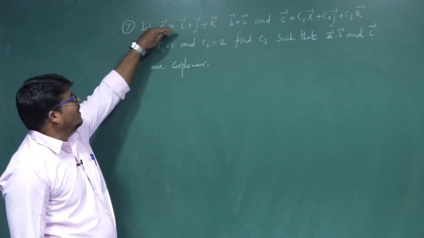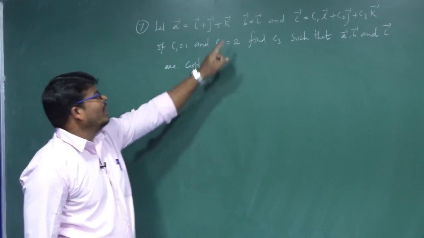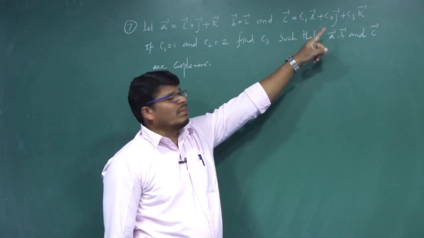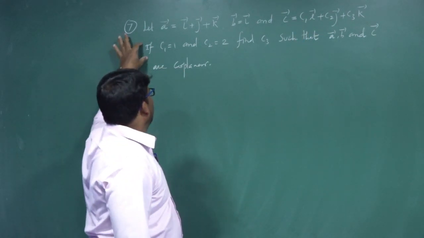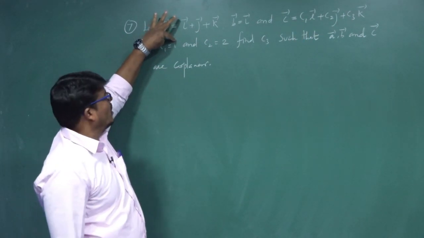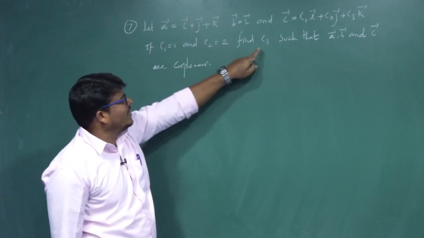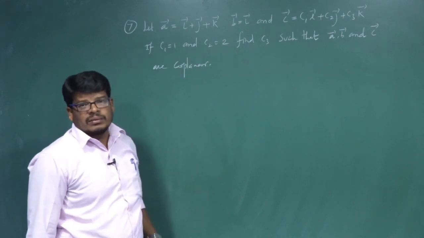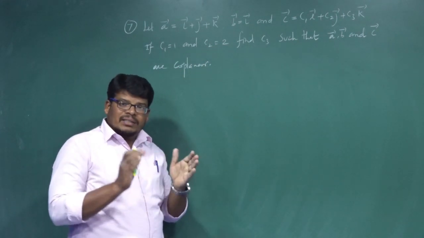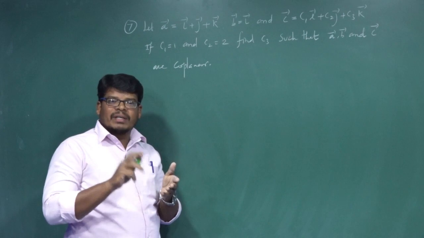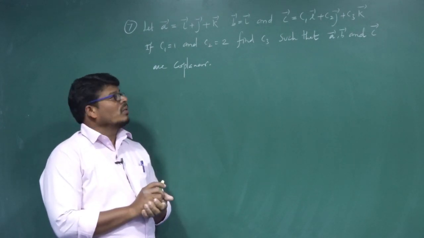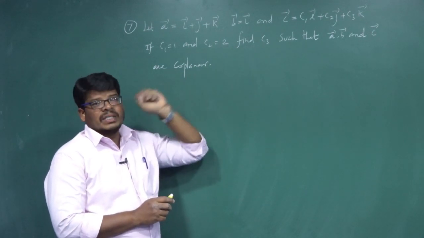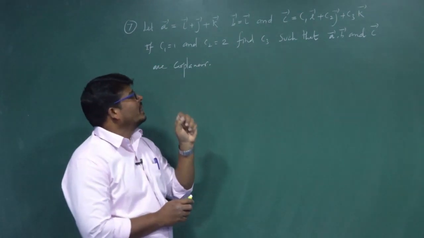Let vector a equal i vector plus j vector plus k vector, vector b is i vector, and vector c equal c1 i plus c2 j plus c3 k. If c1 equals 1 and c2 equals 2, find c3 such that vectors a, b, c are coplanar. Already you know, given three vectors are coplanar, then the box product of a, b, c is equal to 0. Find the value of c3.